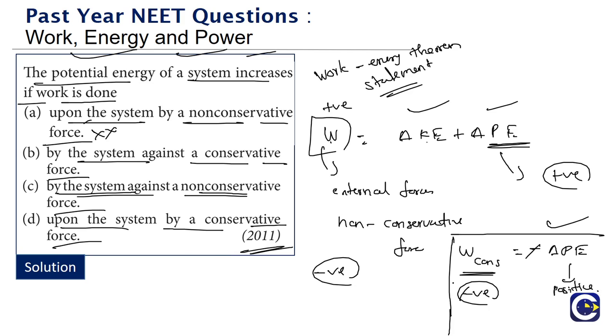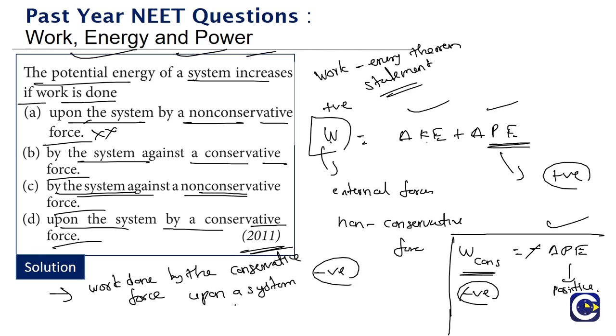Positive. Work done by the conservative force negative means what? If I have to say work done by the conservative force upon a system negative, the other way to tell it is work is done by the system against a conservative force.